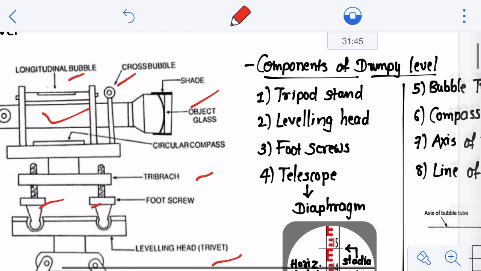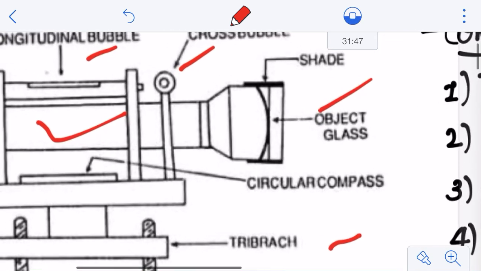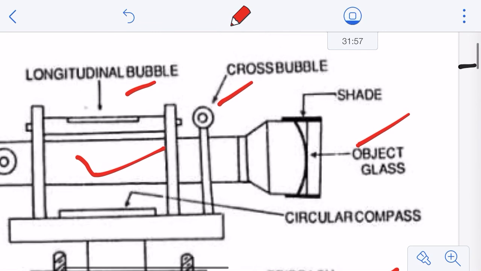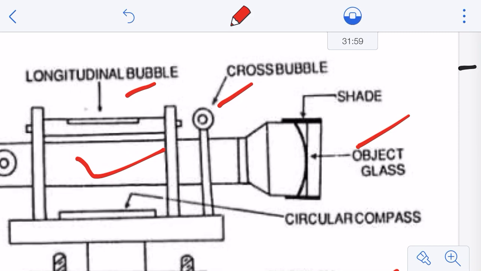Then the next one is your bubble tubes. The bubble tubes are fixed on the top of the telescope, and there are two bubble tubes, one called the longitudinal bubble tube and the other the cross bubble tube, you can see here, and they are placed at right angles to each other. So if this is your longitudinal bubble tube, your cross bubble tube is at a right angle to it, right? The tubes contain a spirit bubble, which means the bubble will change its position as you change the tilting of your telescope, the tilting of the instrument.